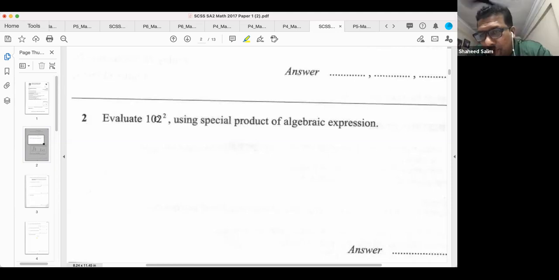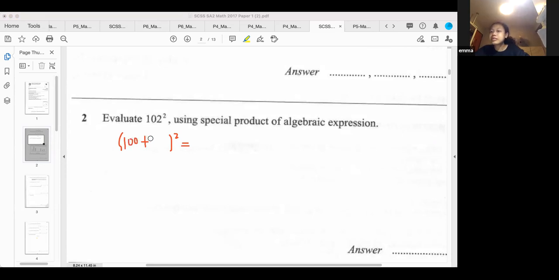You know what to do? Don't know. Okay. This one is more than 100, right? Remember, you use this plus this square. What number is easy for you? 102. What are you going to put on here?